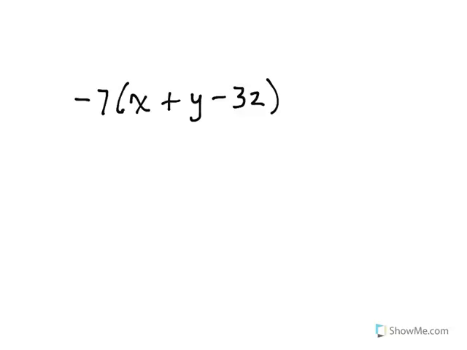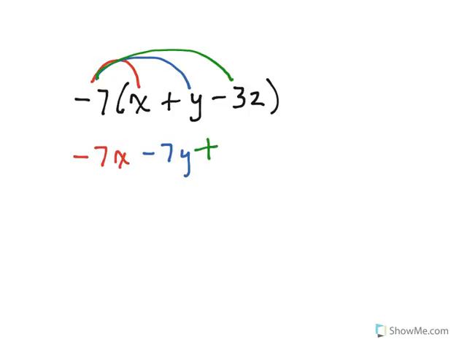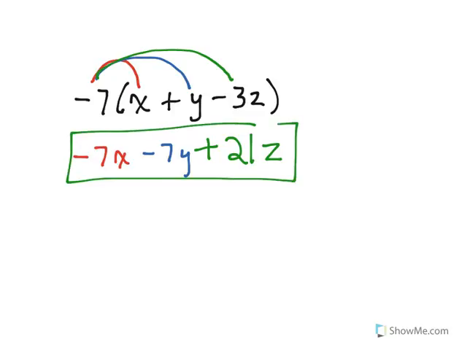Another example, negative 7 times x plus y minus 3z. We are going to multiply the negative 7 times every single term within the parentheses and then drop the parentheses. So negative 7 times x is negative 7x. Negative 7 times y is negative 7y. And negative 7 times negative 3z, remember a negative times a negative is positive, so that becomes plus 21z, and that is our final answer.